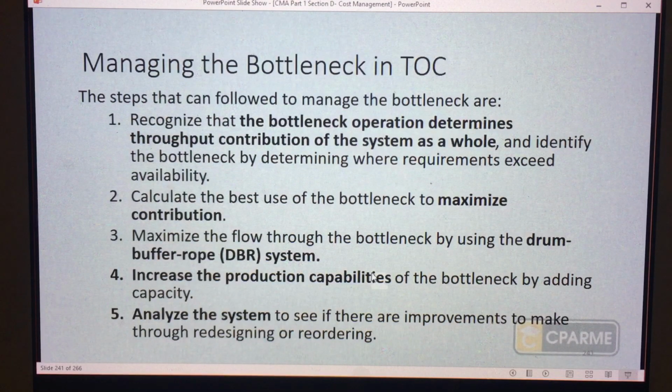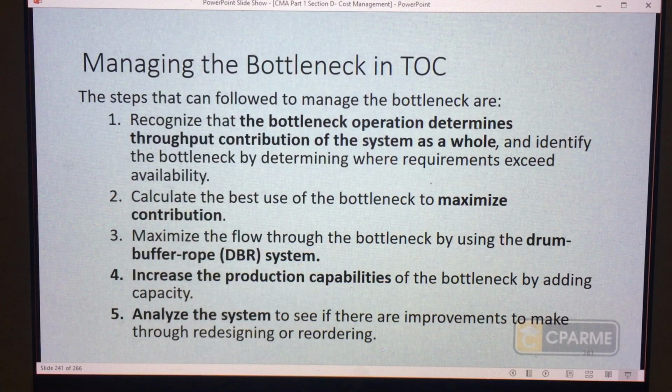So when you manage the bottleneck in the TOC, you have to determine kung ano yung limitation and how it impacts your throughput contribution in the system. So once you have identified that constraint or that limitation, you have to calculate the best use of the bottleneck. Why? Because you want to identify the maximized contribution. So ginagawa natin yung maximization ng flow by using the drum buffer rope system. So hindi siya drop of all products all at once, but it will depend on the beat of your drum.